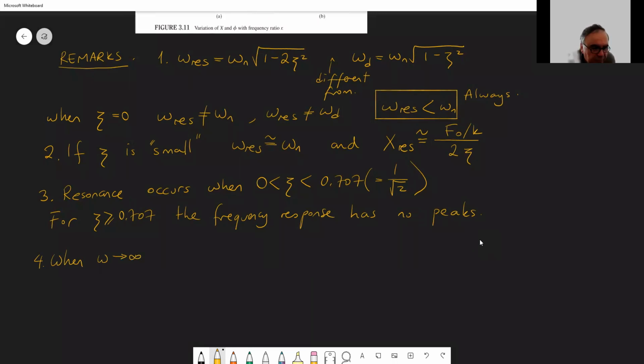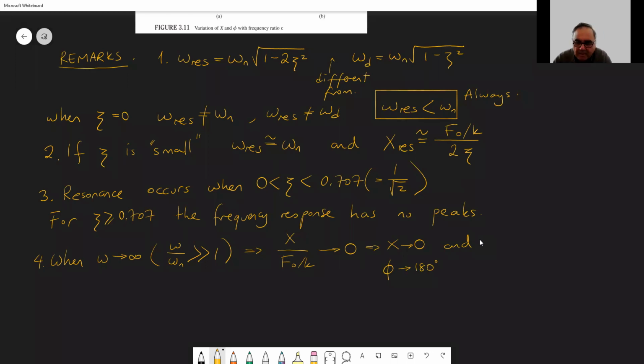For very large values of omega, which means omega over omega n is much larger than 1, from our equations, we can see that X over F0 over K goes to 0, which means that X goes to 0, and let me write it here, phi goes to 180 degrees, or pi radians, regardless of the damping zeta.